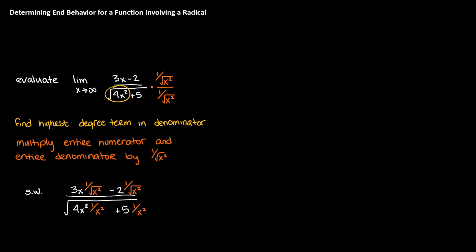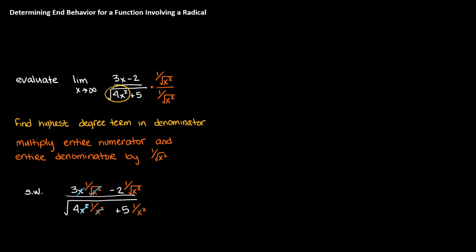So notice that in my scratch work, in the numerator, everything says 1 over square root of x squared. But in the denominator, because I've snuck that inside of the square root, it's now just 1 over x squared. The square root on the entire denominator is taking care of the square root that I used to have.